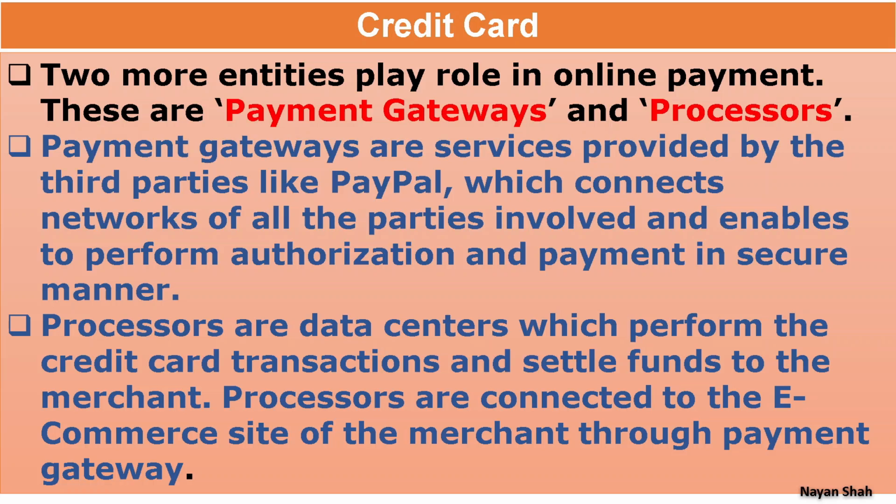What they do is perform the authorization and payment in a secure manner. The second thing, processors, are data centers. It is simply a data center where every credit card's details and histories are recorded, which performs the credit card transaction and settles funds to the merchant. Processors are connected to the e-commerce site of the merchant through payment gateways.